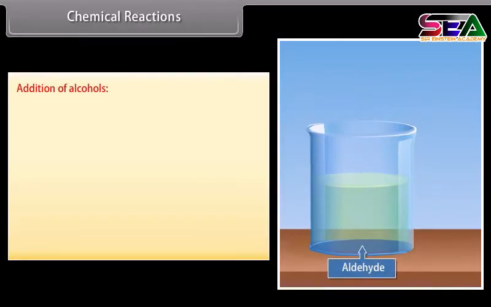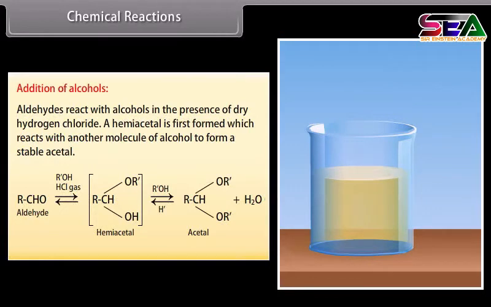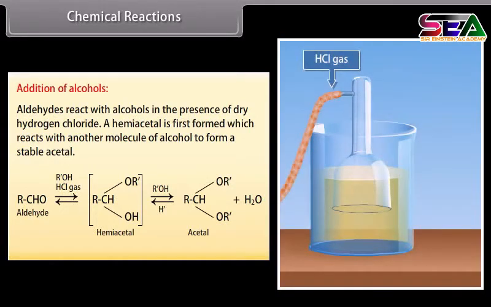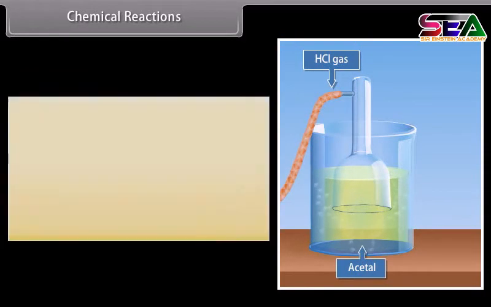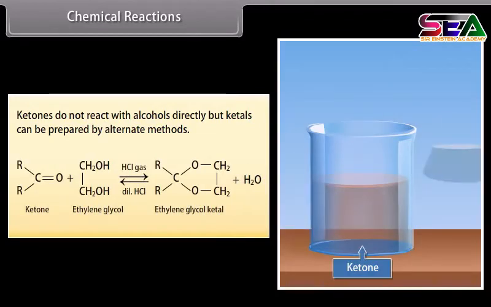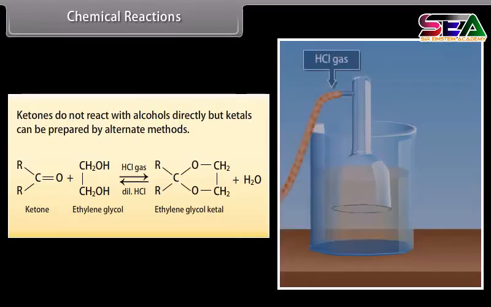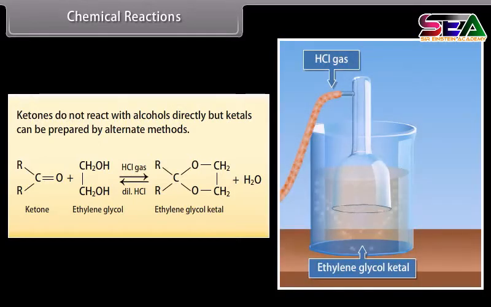Chemical reactions. Addition of alcohols. Aldehydes react with alcohols in the presence of dry hydrogen chloride. A hemiacetal is first formed which reacts with another molecule of alcohol to form a stable acetal. Ketones do not react with alcohols directly, but ketals can be prepared by alternate methods. Ketone reacts with ethylene glycol in the presence of hydrochloric gas and form ethylene glycol ketal along with water.